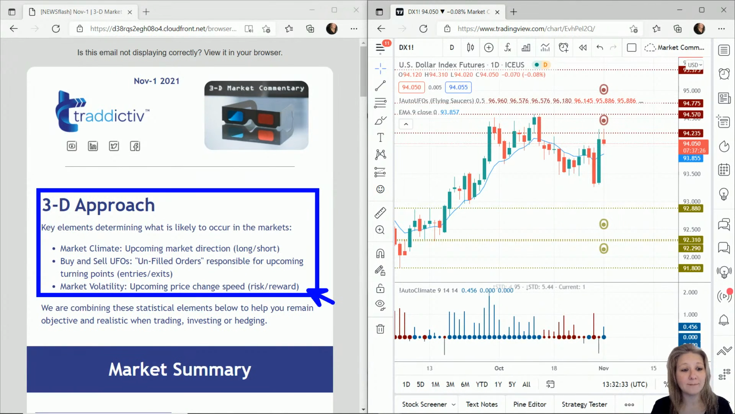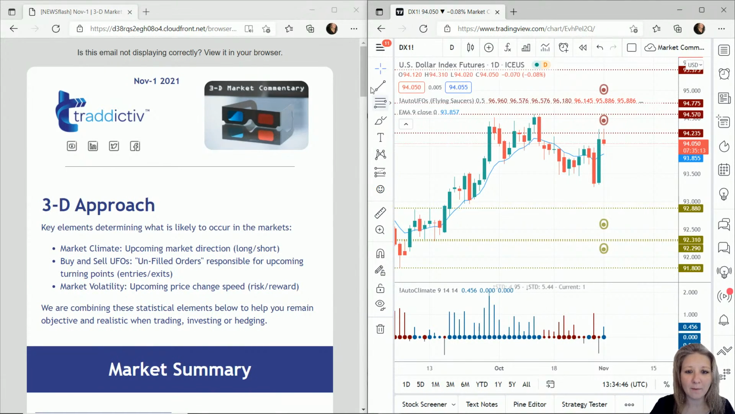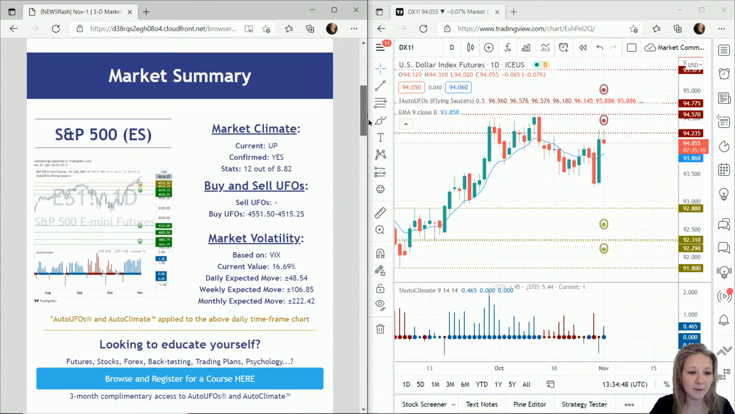Then the last thing we look at is market volatility. How quickly are these markets moving? So let's look at these per market, and we will start with the S&P 500.